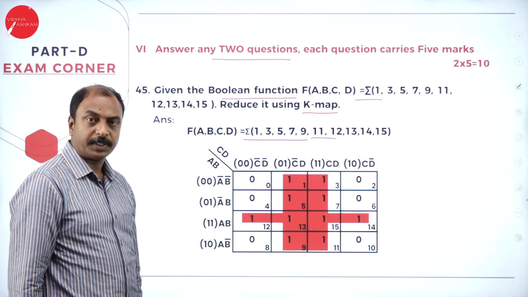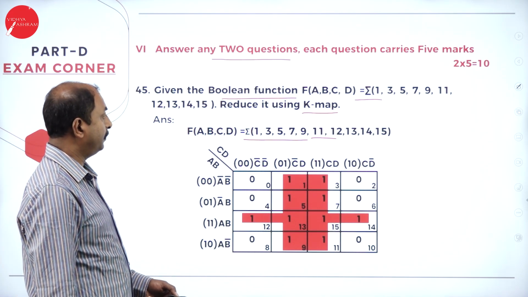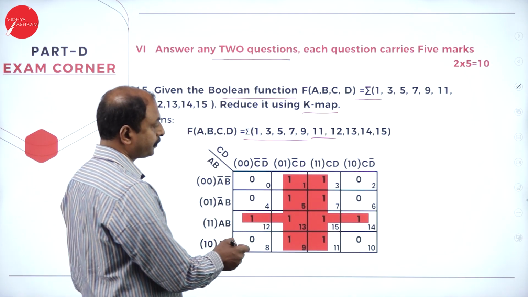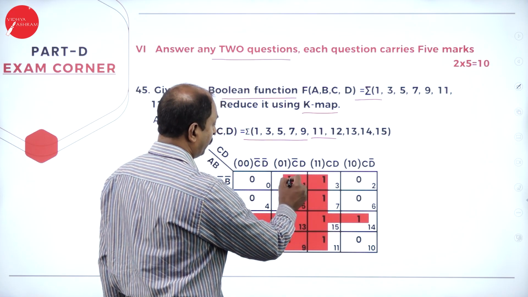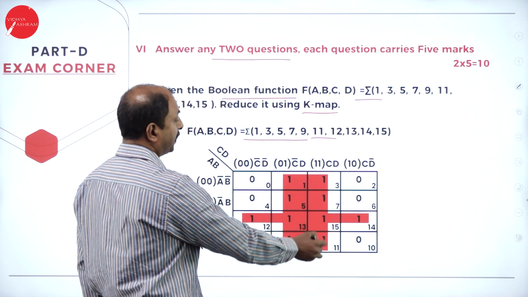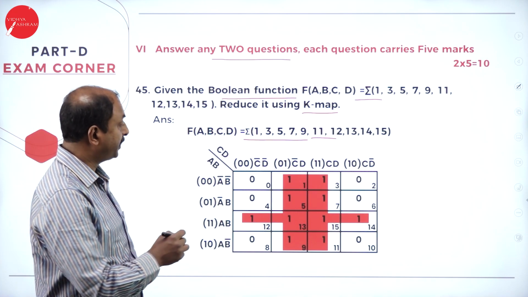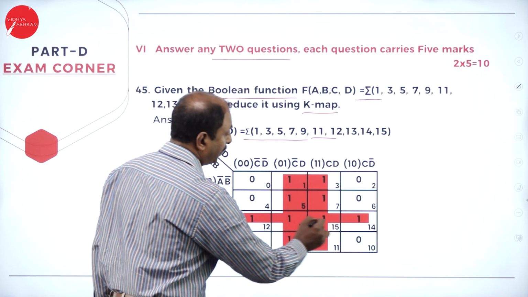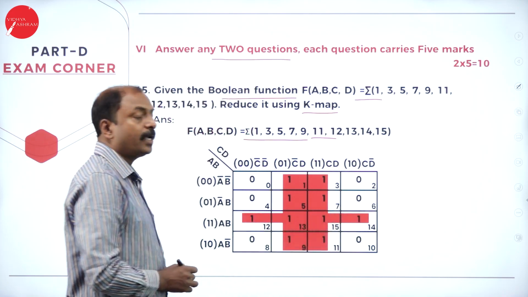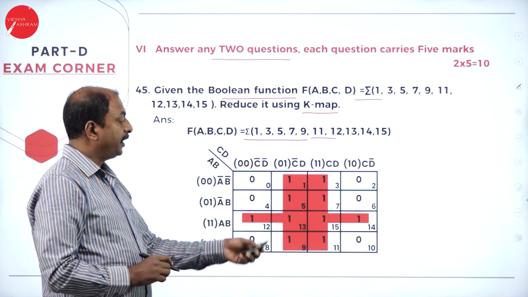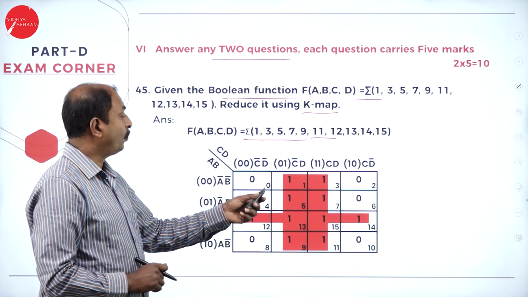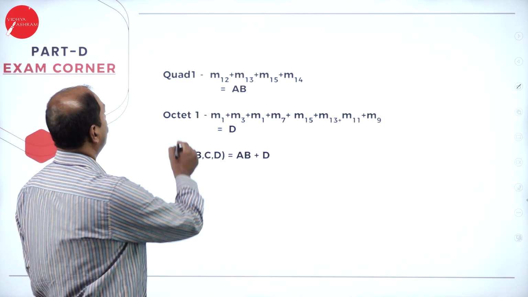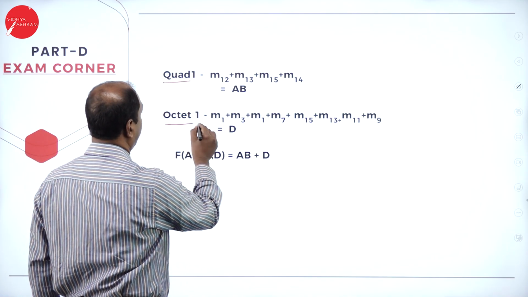By grouping the minterm expressions, we have to solve this example. Now if you observe this K-map here, there are continuous 8 ones, 4 plus 4, so it can form one octet. Again there are continuous ones here, so it can be a quad. So in this example, we can group into one octet and one quad. So it is quad 1 and octet 1.